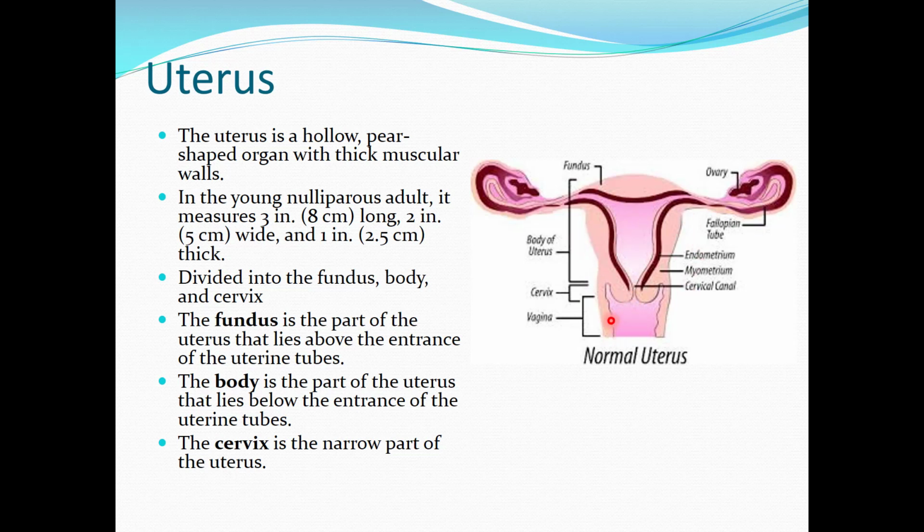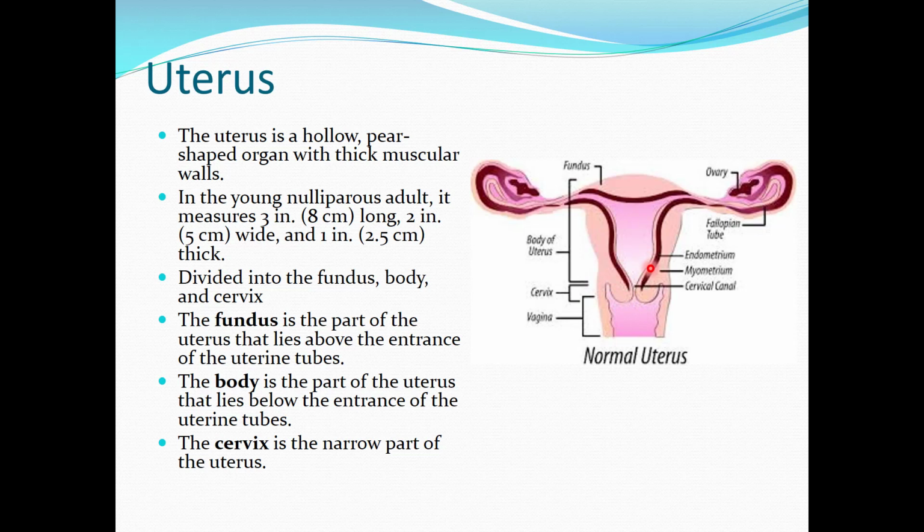It is divided into many parts. The parts are the fundus, the body, and the cervix. First, the fundus of the uterus. The fundus is the part of the uterus that lies above the entrance of the fallopian tube. See here, this is the entrance of the fallopian tube, where the fallopian tube enters into the cavity of the uterus. So the part above the entrance of the fallopian tube is called the fundus of the uterus. The body is the part of the uterus that lies below the entrance of the fallopian tube, and the cervix is the narrow part of the uterus.